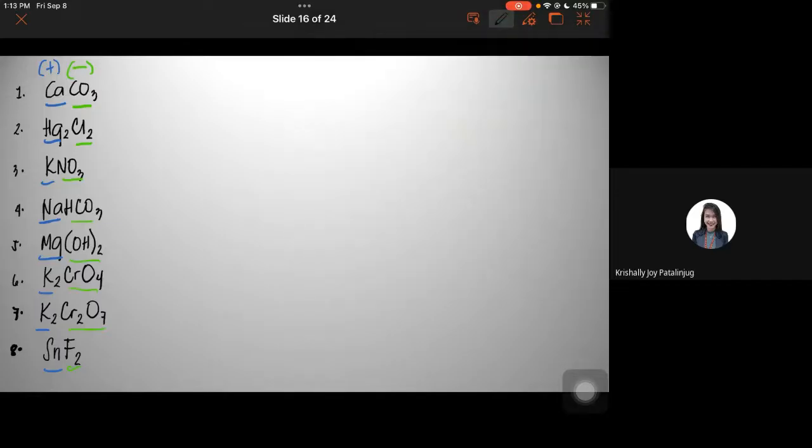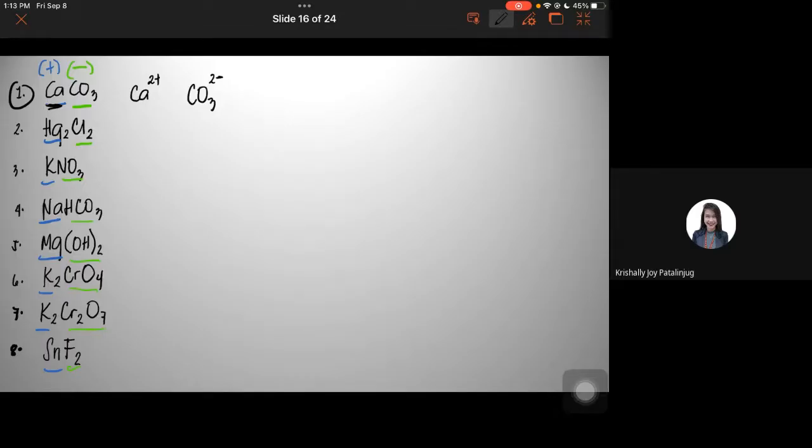Okay, so let's try to name it. Let's start with the first item. You have the symbol Ca. Ca is for calcium, right? So you extract the ion form of calcium. Right? The ion form of calcium is Ca2 plus. Then CO3 is for carbonate. You recall the ion form of carbonate is CO3, 2 negative.